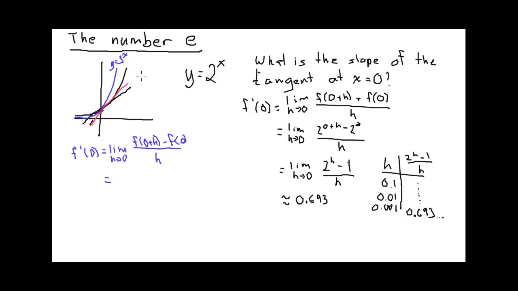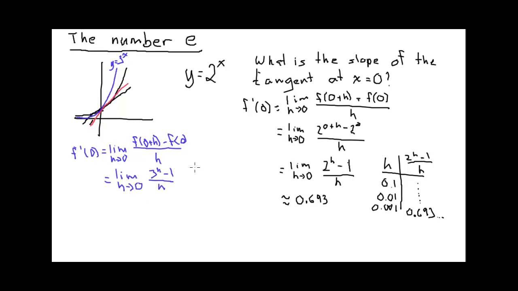If you use 3 to the x as your f, you're going to end up with this limit. I'll skip a couple steps, but it's the same as that other calculation. You're going to end up with 3 to the h minus 1 over h. So the same issue arises. We can't evaluate that limit.